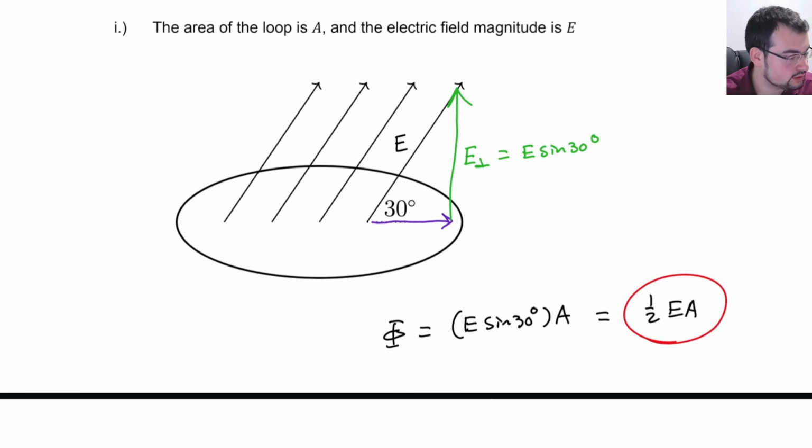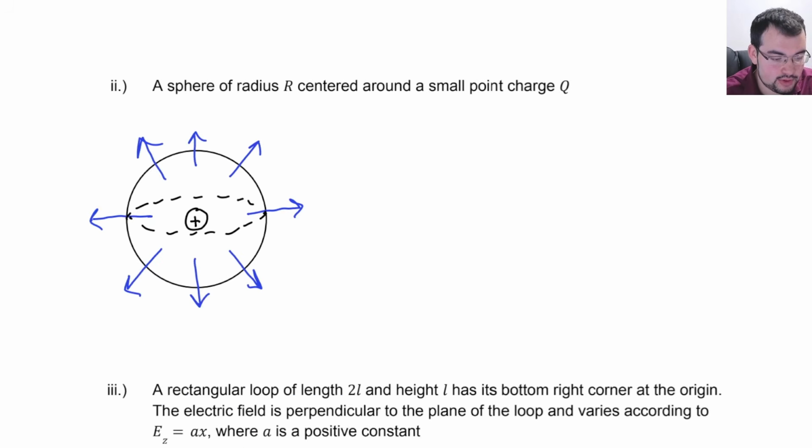Now it also works in 3D, where I have a sphere of radius r centered around a point charge q. So once again, I can just use the fact that this is perpendicular everywhere. So flux is just equal to E perp times A, which is actually just EA in this problem.